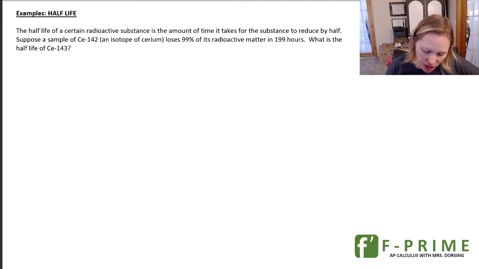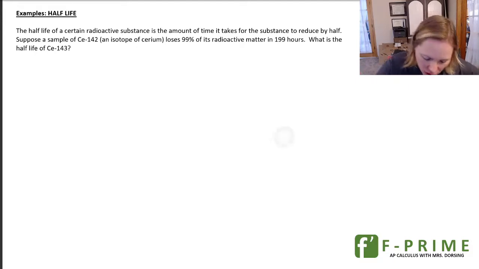Suppose a sample of cerium-142 loses 99% of its radioactive matter in 199 hours. So that's not the half-life. It takes 199 hours to reduce by 99%, which means you're left with 1%, right? What is the half-life?